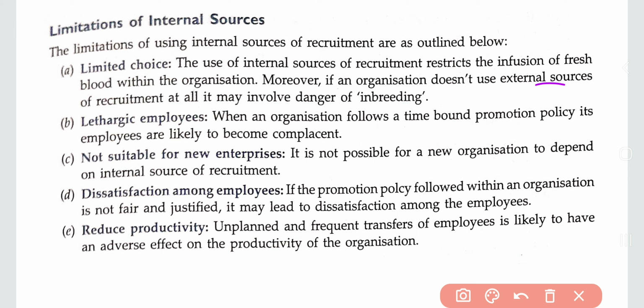So again, people in your organization, you don't have many options. If there are 10 people in your organization, from the 10 people only you have to choose. But if you use external sources, you can have 100 people from where you can choose. So which is better? Obviously 100 people from where you can choose, you can have a better selection there.